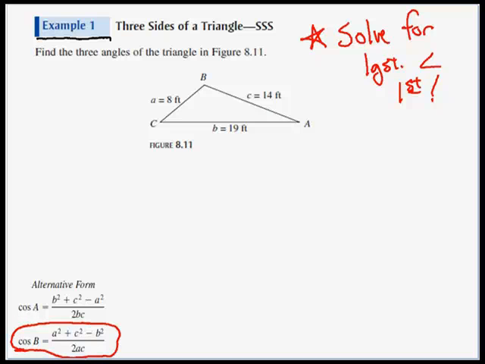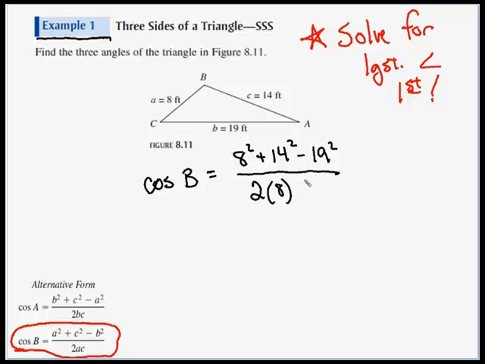So the cos of angle B is equal to a fraction. In the numerator, our first term is a squared. In our problem, that's an 8, plus c squared. Our problem has c as 14, minus b squared, minus 19 squared. And we divide that by 2 times a times c, or 2 times 8 times 14.